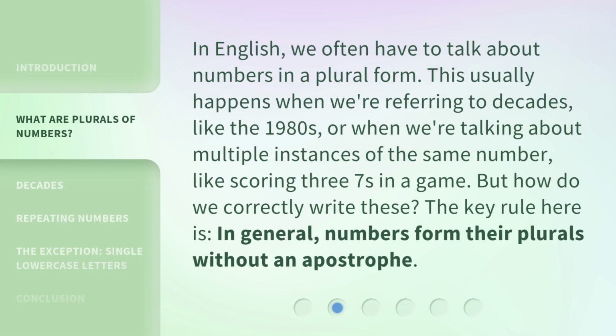In English, we often have to talk about numbers in a plural form. This usually happens when we're referring to decades, like the 1980s, or when we're talking about multiple instances of the same number, like scoring 3 sevens in a game. But how do we correctly write these? The key rule here is, in general, numbers form their plurals without an apostrophe.